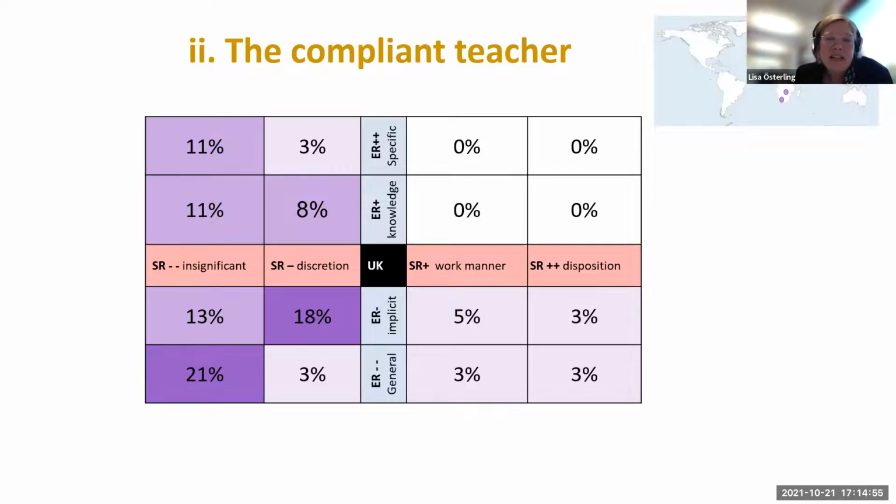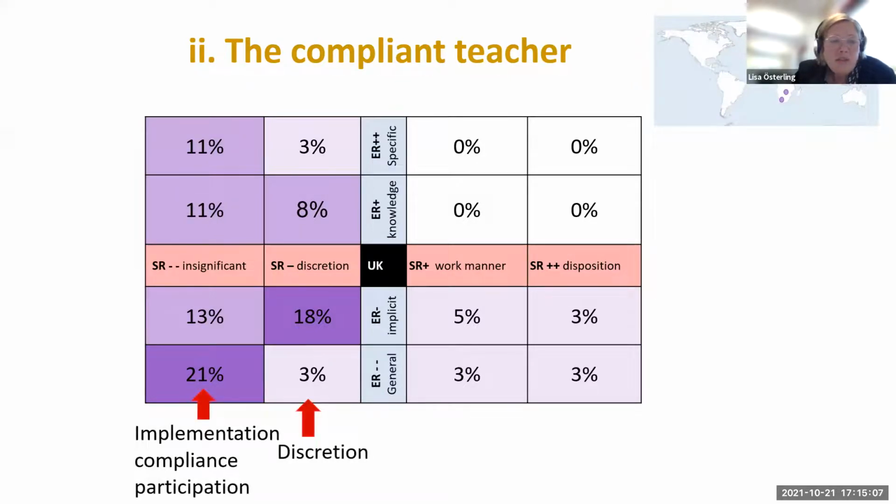And this one happens to be from the UK, and I am not sure it is typical of the UK. But in this example, we saw many things pointing to a compliant teacher. For example, if you look at the left-hand column, it has a lot of focus on the SR minus minus. And the SR minus minus, if you remember, was where attributes of the knower were not significant, but also where there were clear instructions on how things should be implemented. So it was about implementation, compliance, and participation.